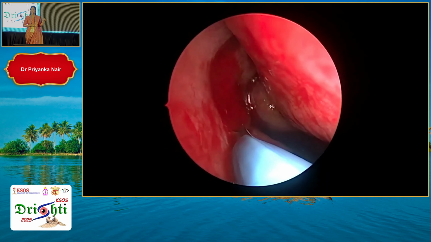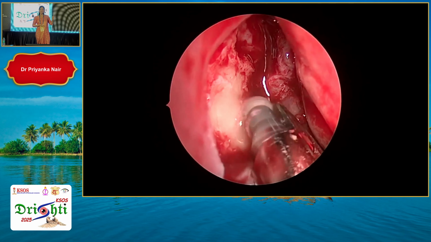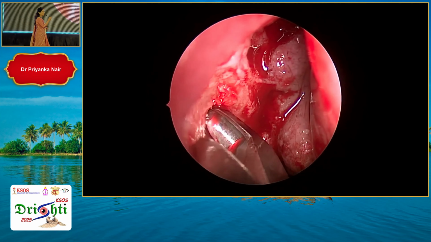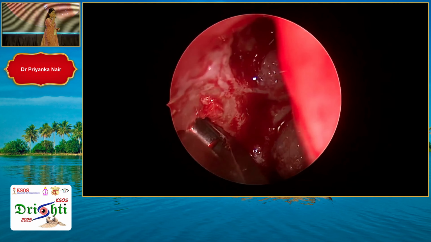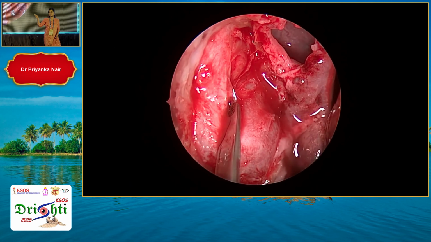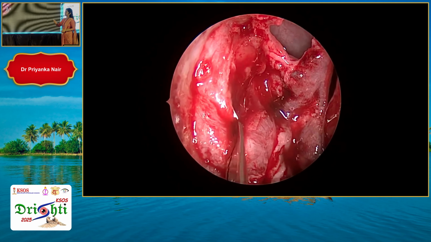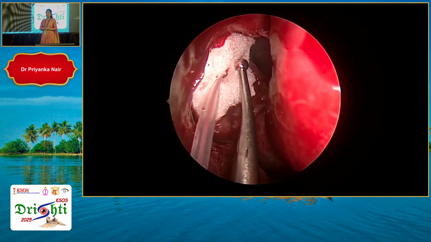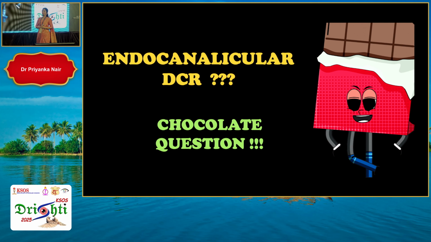First structure that you will encounter will be nasal mucosa, right? Now you reach your lacrimal fossa with a bone drill and a rongeur, cut, make an ostium. You reach the lacrimal sac here and you connect it to the nasal mucosa and your surgery is done, voila. Now, endocanalicular DCR, whoever gets back to me with this answer in the next class will get a chocolate.